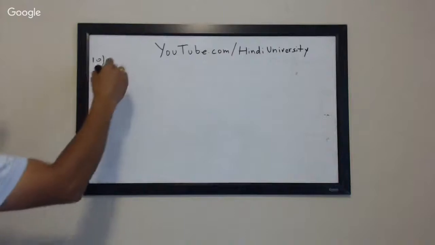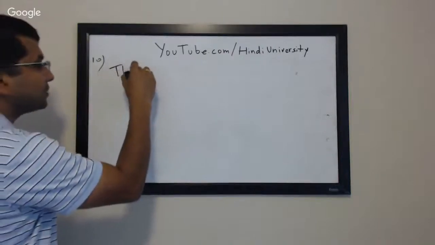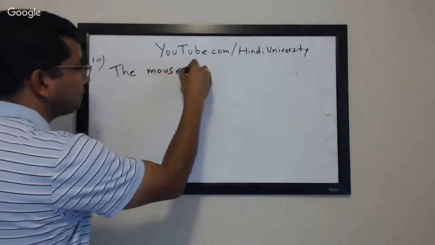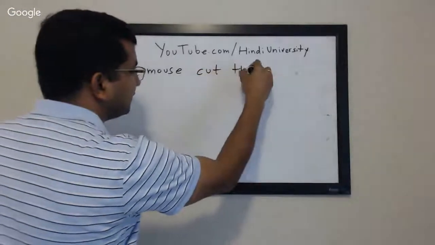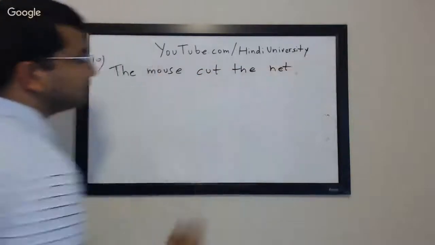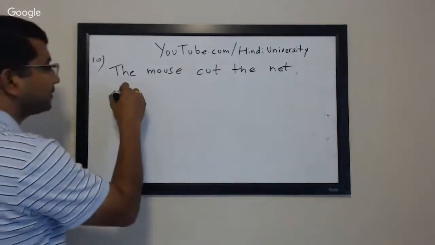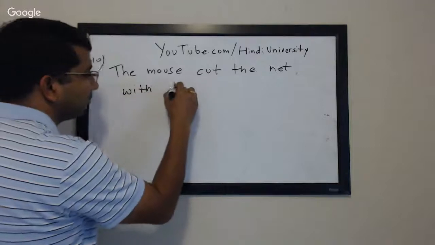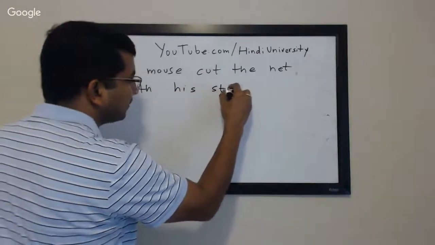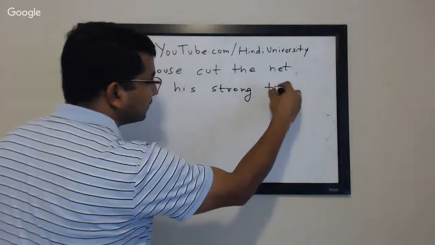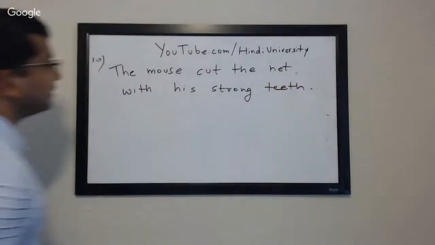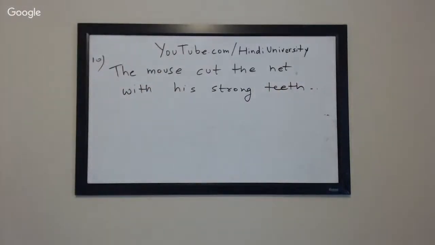So he cut the net. The mouse cut the net with his strong teeth. Okay, the mouse cut the net with his strong teeth. You want to try, Chelsea, this one? Okay, I need to think for a few seconds. Yeah, take your time.